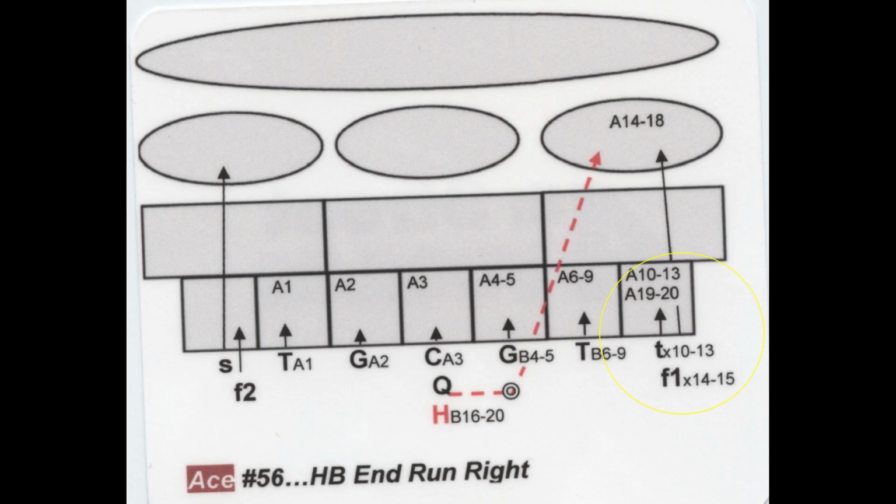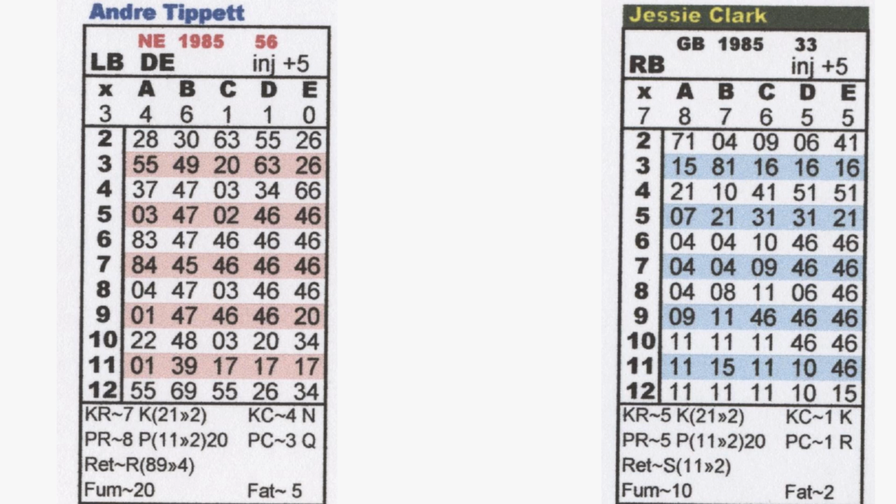So, going back to the play card, you assume that Clark was in that tight end role and that Tippett was lined up on that side. We would then compare Tippett's A column to Clark's X column. Clark has a 7 and Tippett has a 3. 7 minus 3 is 4, which means that the offense has a 40% chance of winning the matchup.